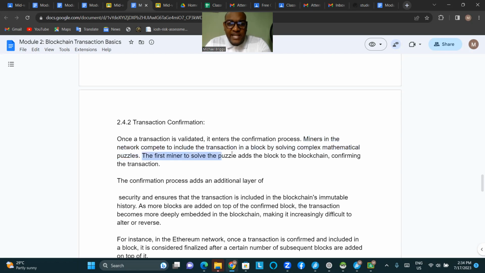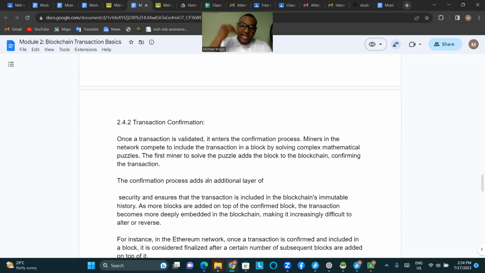The first miner to solve the puzzle adds the block to the blockchain, confirming the transaction. So the confirmation process adds an additional layer of security and ensures that the transaction is included in the blockchain's immutable history. Once the transaction has been confirmed, it is added to the block.